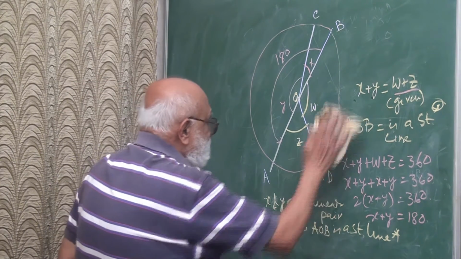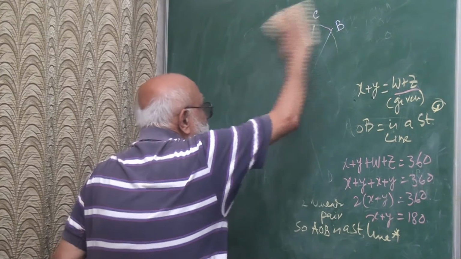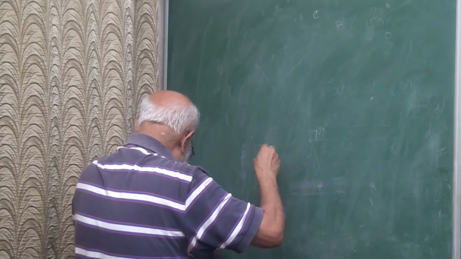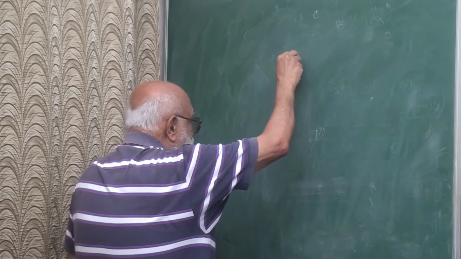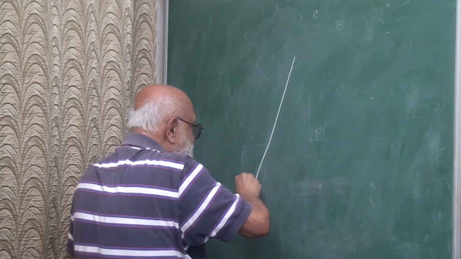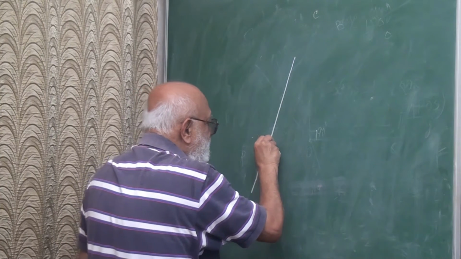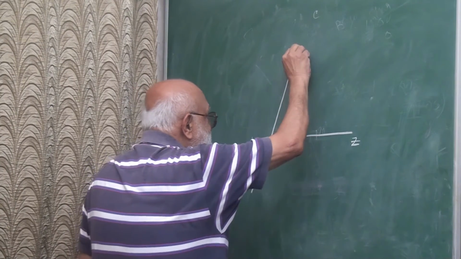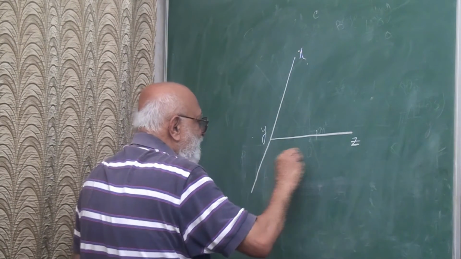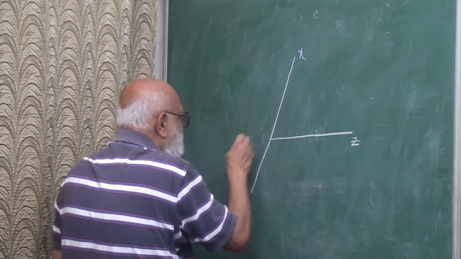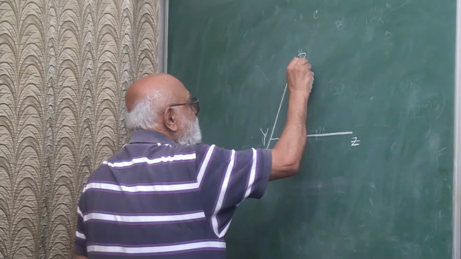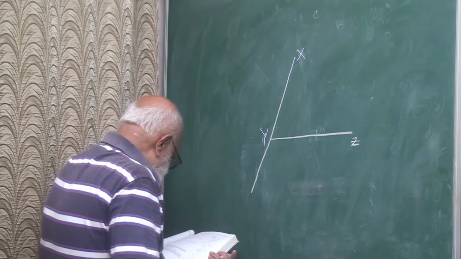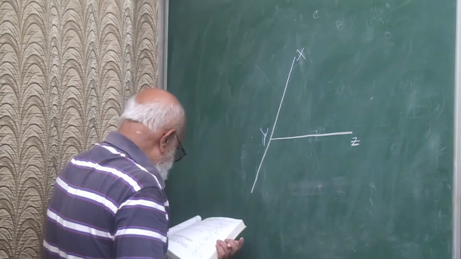Let me take another one. This is also saying that there is a line. I'll draw it like that, X, Y is this. I draw the line like this, and I take a Z in this direction, okay? So it is saying this is X, this is Y, and that is Z. This should be in capital letters, okay? Y, and this will be X, Y, Z.